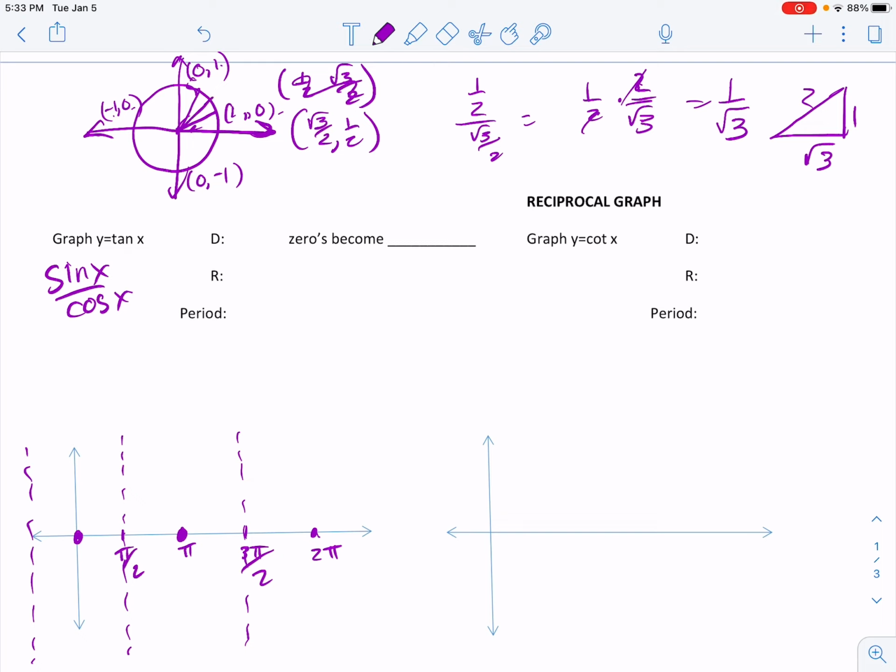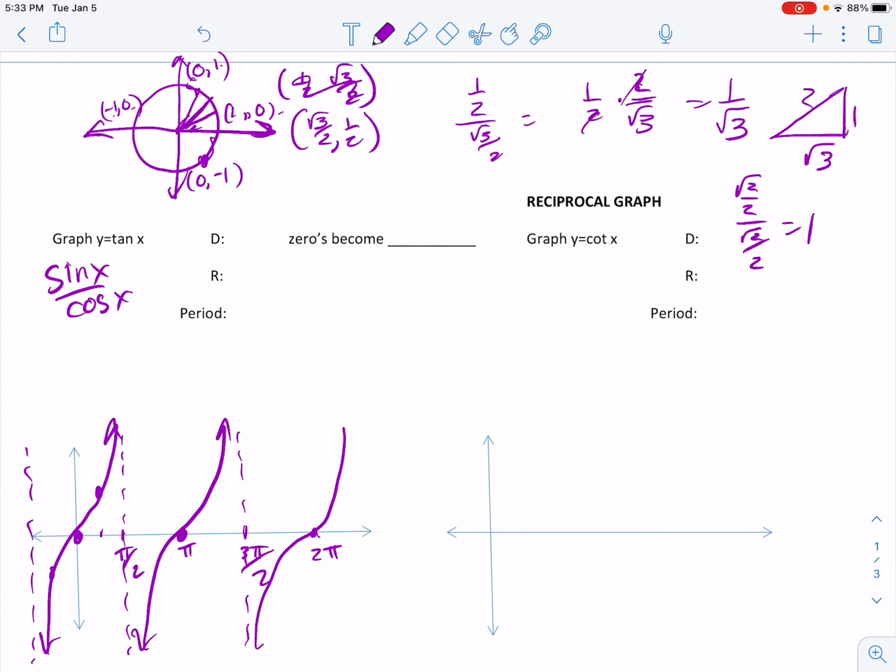So what happens if I do pi over 4? It's root 2 over 2 divided by root 2 over 2, which is equal to 1. So at pi over 4, I'm at 1. And at this one of them's negative, so I'm at negative 1. And my graph ends up looking like an x cubed function. And there's an asymptote at the pi over 2's.